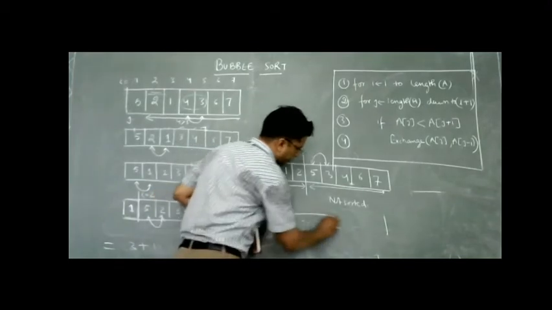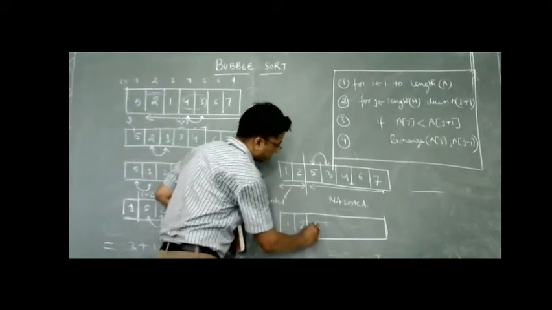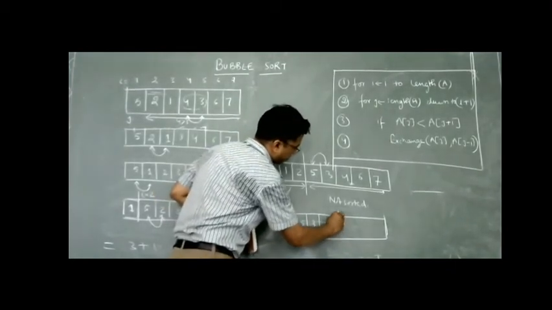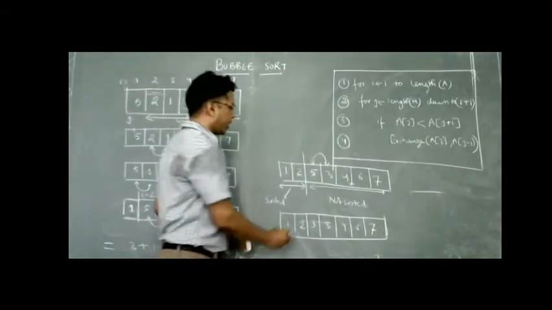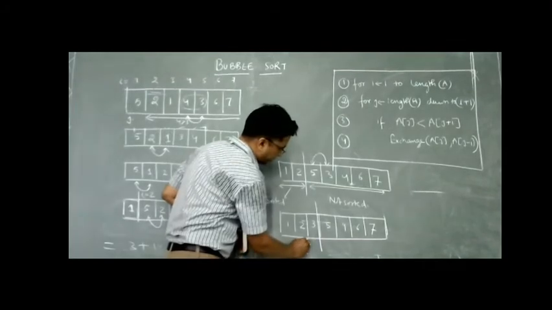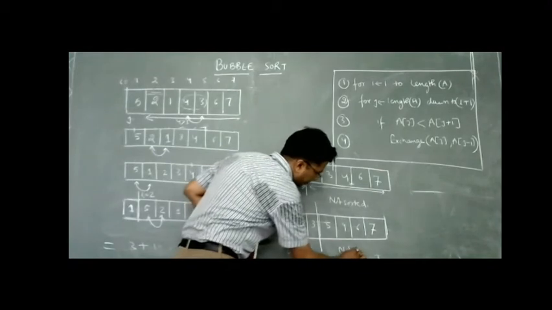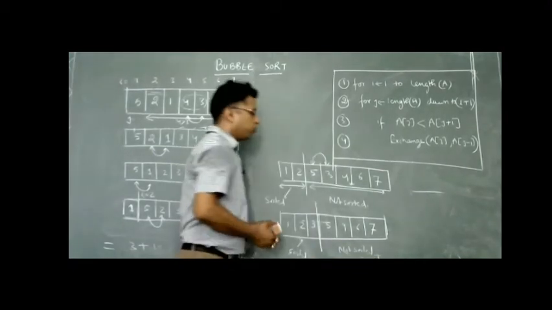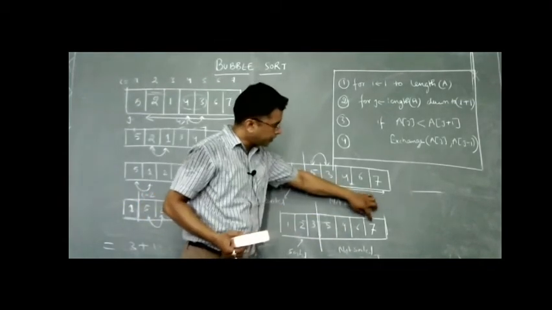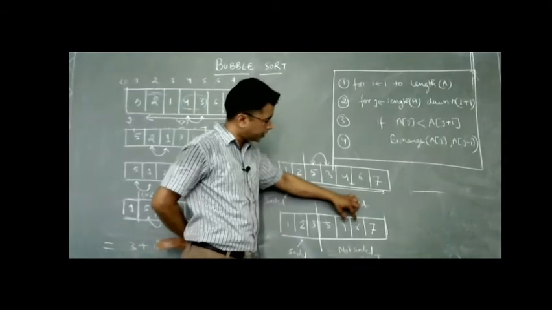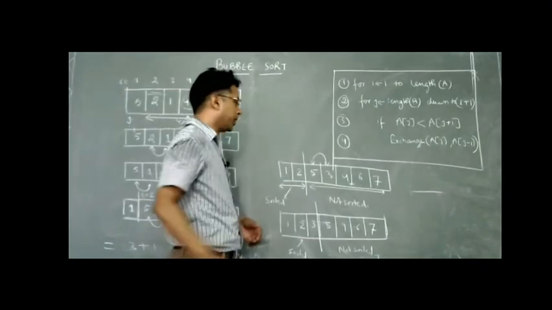So the array would be like this: 1, 2, 3, 5, 4, 6, and 7. So again, now the three elements are sorted and the rest are not sorted. Now we shall repeat the same procedure over the rest of the elements. Again, 7 is greater than 6, condition satisfied. 6 is greater than 4, condition satisfied. But 4 is smaller than 5. So again, swapping will take place.